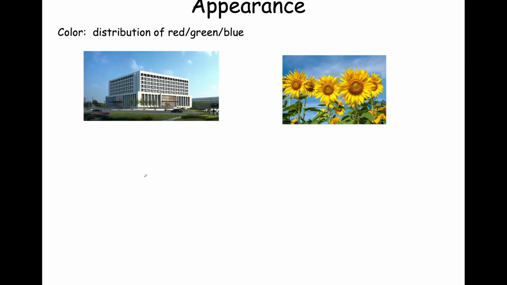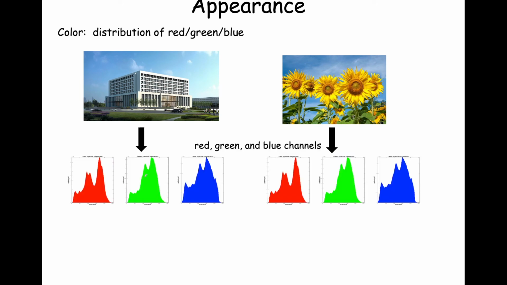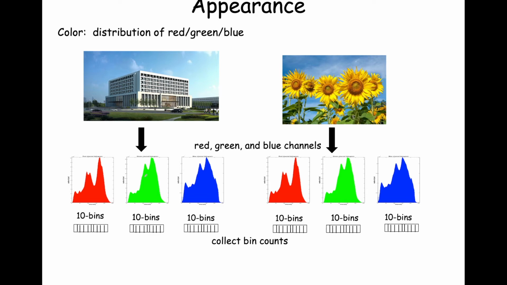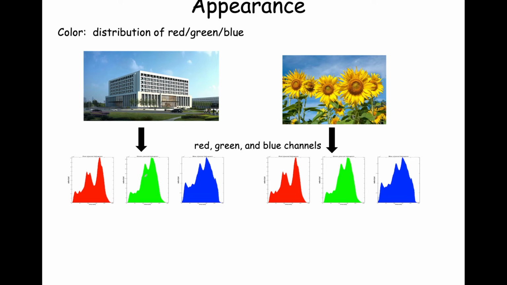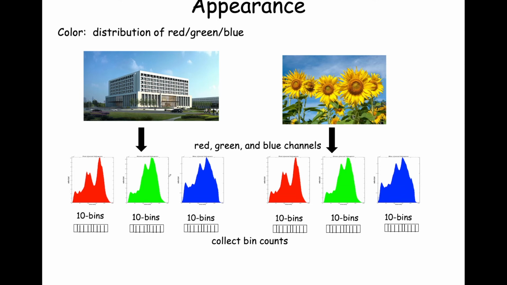Okay, so we take our color and we extract the red, green, and blue color channels, and that gives us our color channels separately. We compute histograms of these color channels, and we assume, in this example, we're going to bin all of the 0 to 255 alternatives we have for the red channel values, the green channel values, and the blue channel values, and we're going to crunch them down into one of 10 bins. And so we do that for each one of the color channels, red, green, and blue, for the building. And likewise, we do the same thing, red, green, and blue, for the sunflower image.